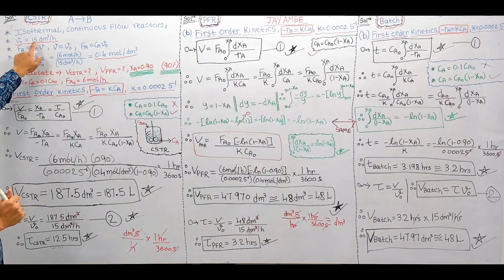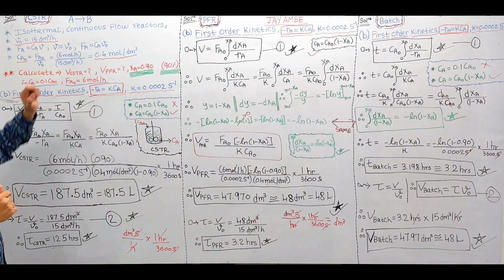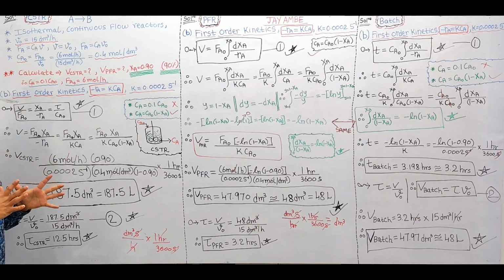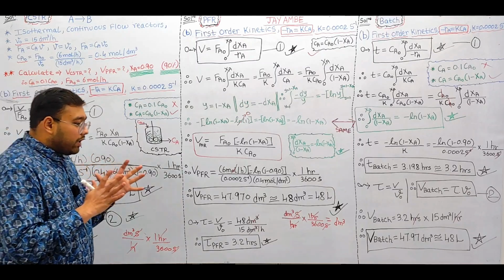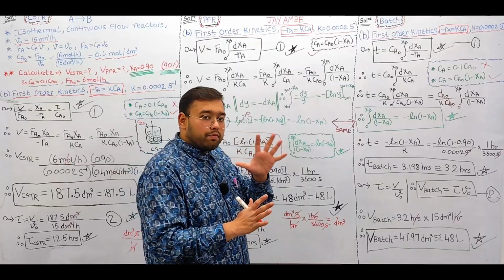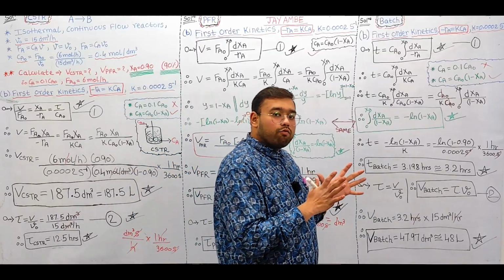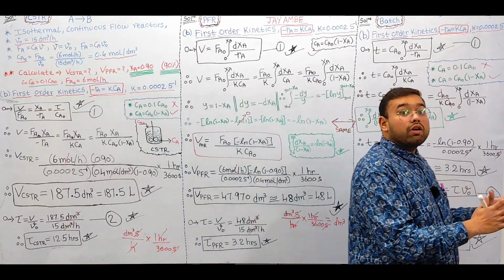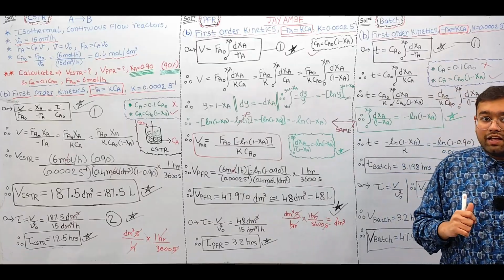The volumetric flow rate is 15 cubic decimeter per hour, which means 15 liters of volume of fluid will enter the reactor via the inlet stream. In the reaction environment, the reaction will take place, and the same 15 liters of volume of fluid will exit through the outlet stream of the reactor, right?